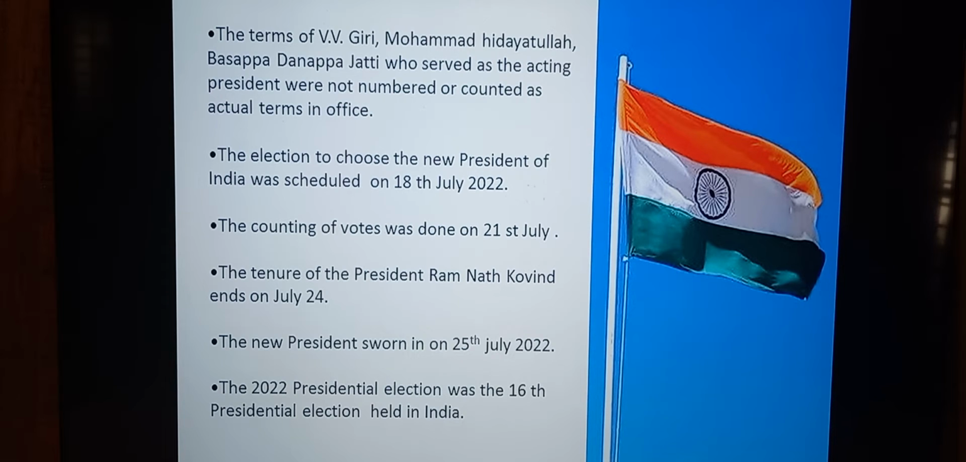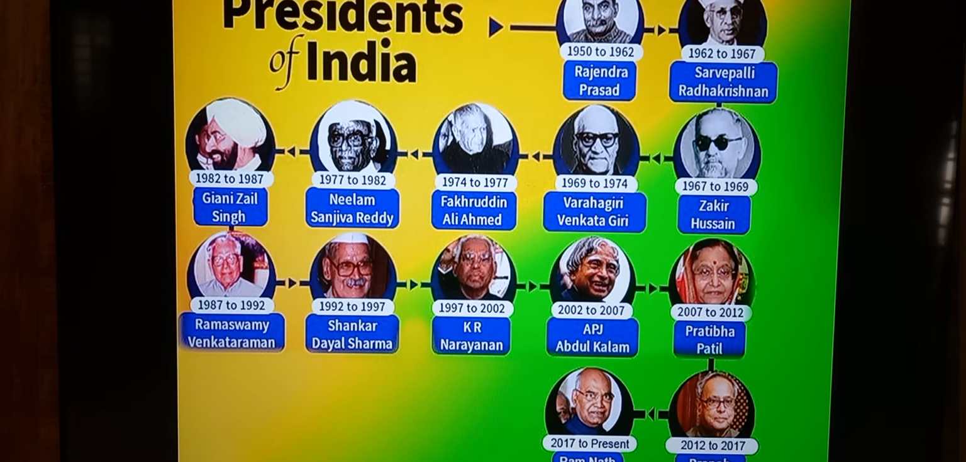The election to choose a new president of India was scheduled on 18th of July 2022. The counting of votes was done on 21st July, and the tenure of the president Ramnath Kovind ended on July 24. The new president was sworn in on 25th July 2022, and the 2022 presidential election was the 16th presidential election held in India. Let's have a look at the various presidents till now.